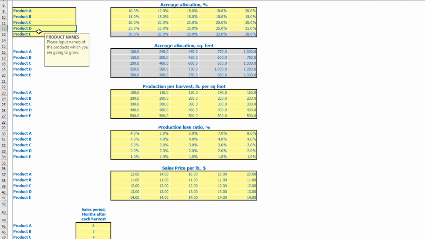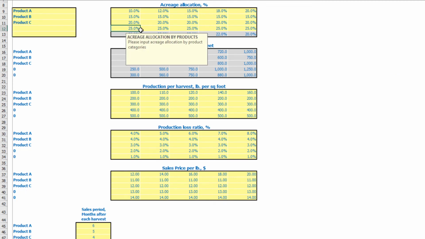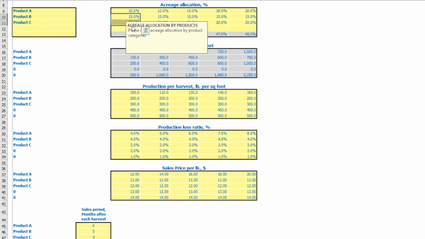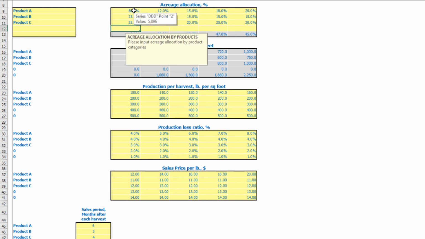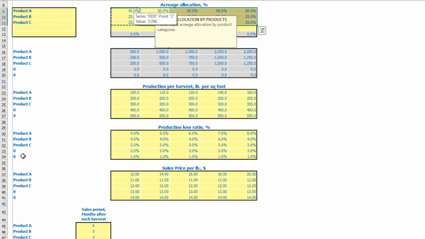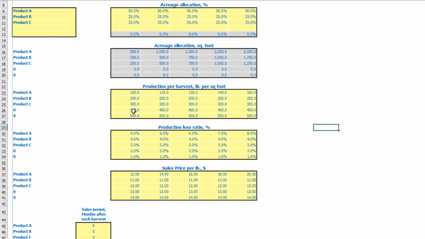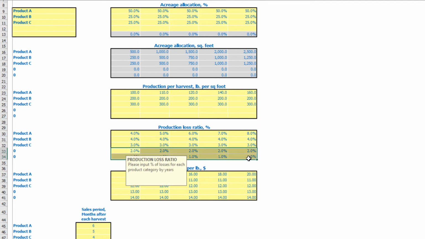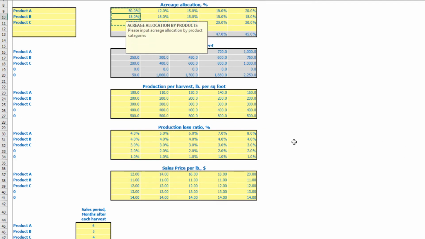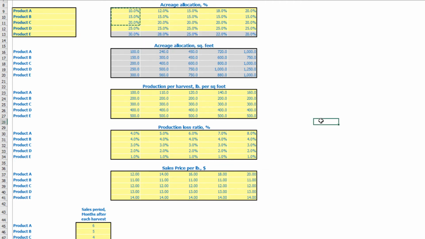As well, if you don't need, for example, 4 products and you need just 3 products, you can just adjust values, for example 50, 25, 25, and you will have in your model only 3 products. In this case you can clean all the assumptions related to product number 3 and number 4. That's also an option. Let me switch it back.